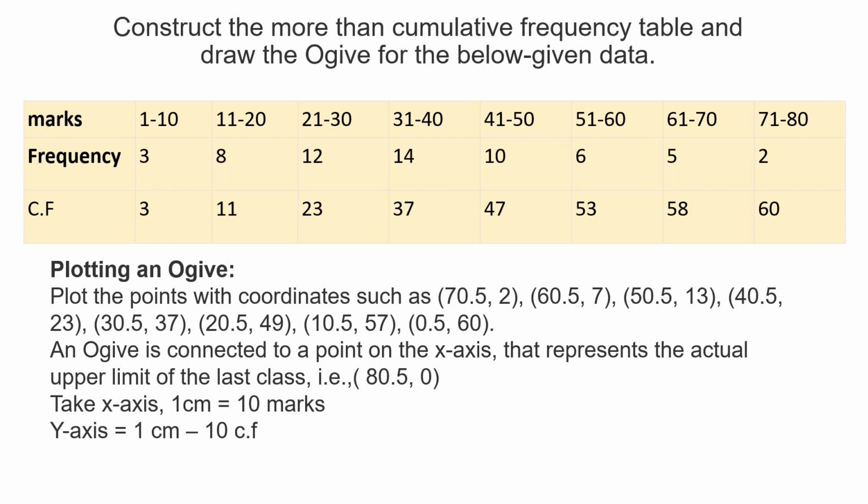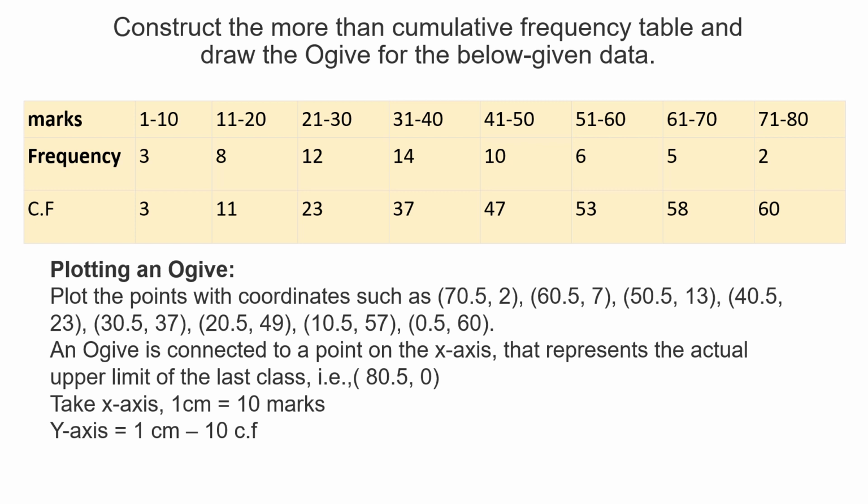So we are going to begin with the last one, that is from 70 to 71. The mid mark is 70.5. So at point 70.5, we are going to mark it as 2. From 60 to 61, the mid mark is 60.5. So at 60.5, the frequency will be 2 plus 5, 7.